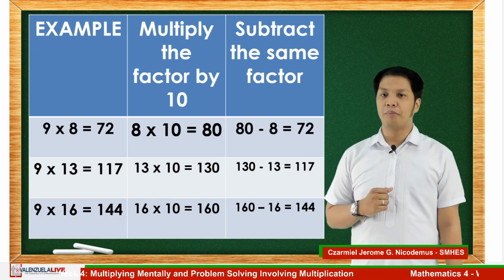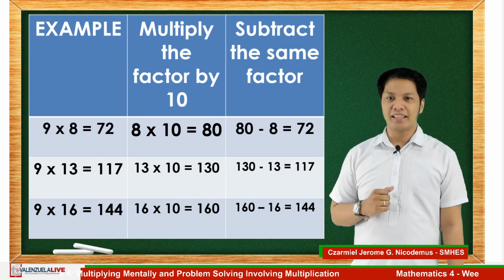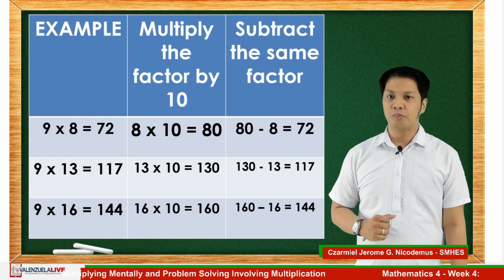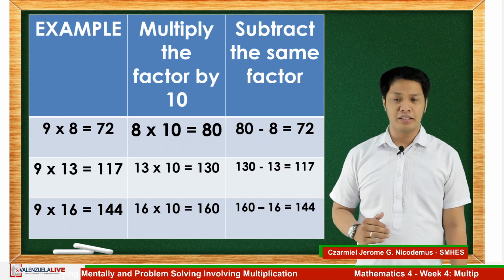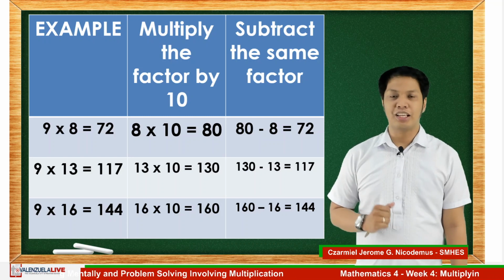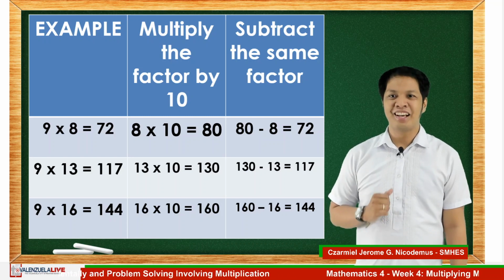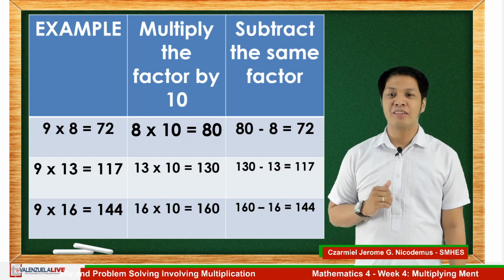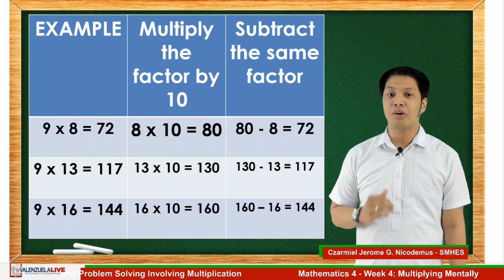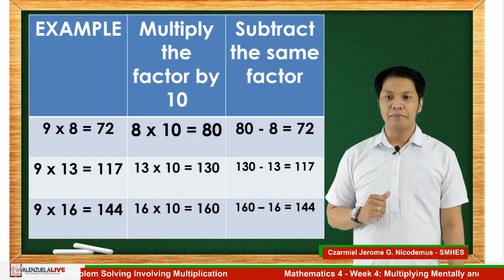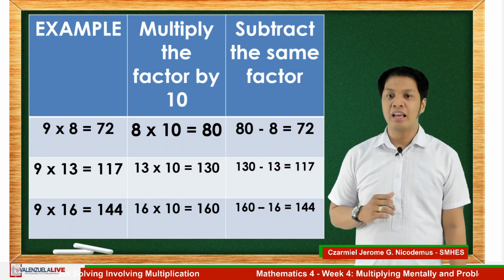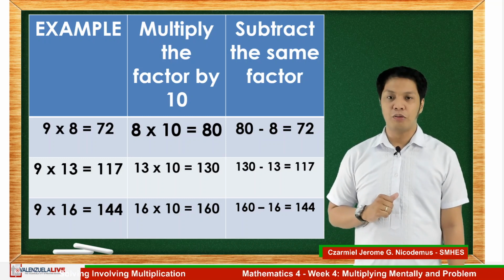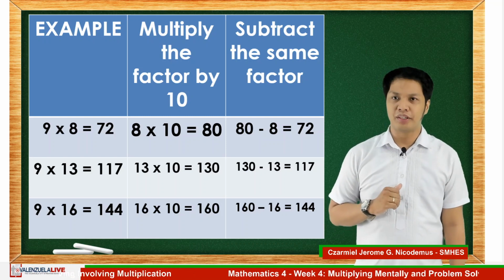These are the examples. 9 times 8. 8 times 10 is equal to 80. Subtract 8 equal to 72. 9 times 13. 13 times 10 is equal to 130. 130 subtract by 13 is equal to 117. 9 times 16. 16 times 10 is equal to 160. Minus 16 is equal to 144.